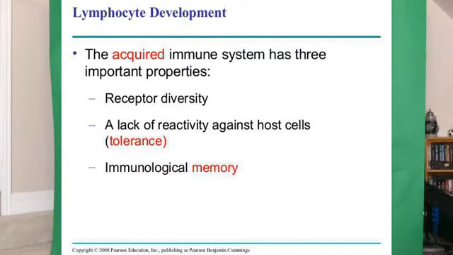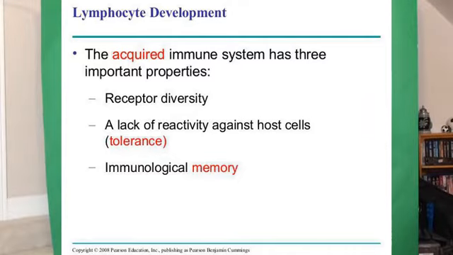The acquired immune system has three properties. The first is receptor diversity. This means that there's an enormous amount of T cells and B cells with different shaped receptors compared to other T and B cells. The second property is lack of reactivity against body cells. When T cells and B cells are being made, they are tested to see if they are triggered by molecules that are supposed to be in your body. If they are triggered, they are destroyed.